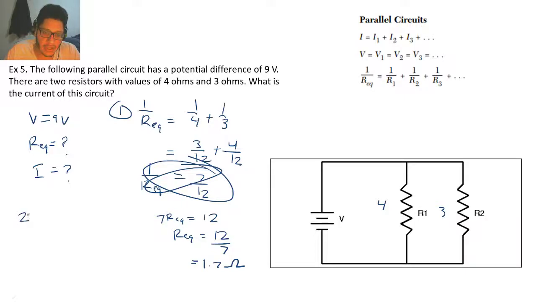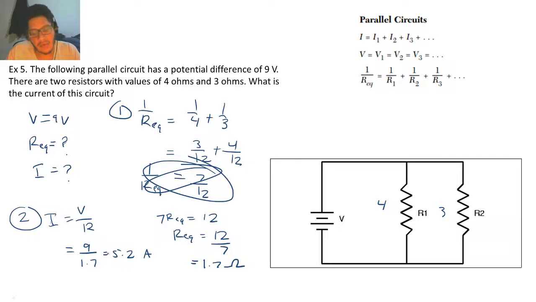Now I can solve out for the second portion of this. I know that I is equal to V over R, which is equal to 9 over 1.7, which gives me 5.2 amperes. And again, let's think about that relationship between current and resistance. Increasing resistance means I have less current. Instead of the 6.25 amps that I had in the last problem, now I only have 5.2 amps.